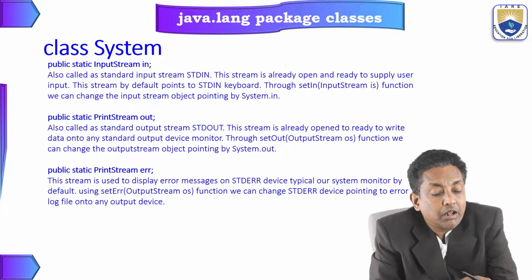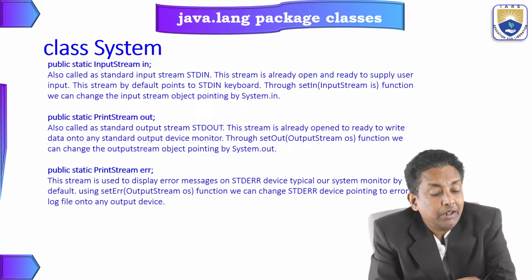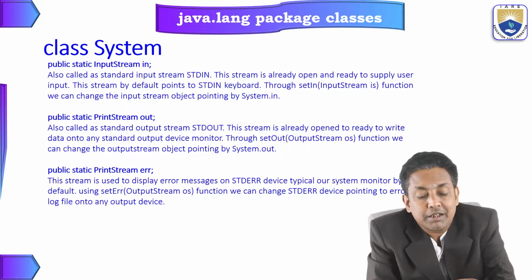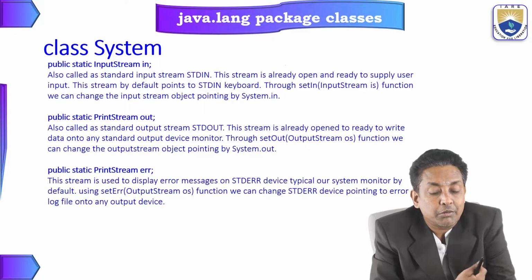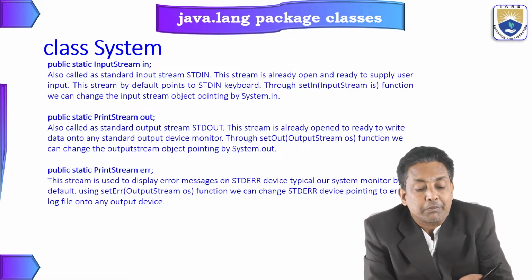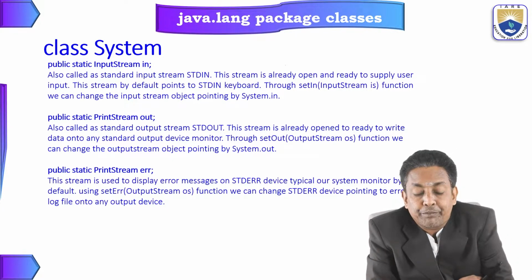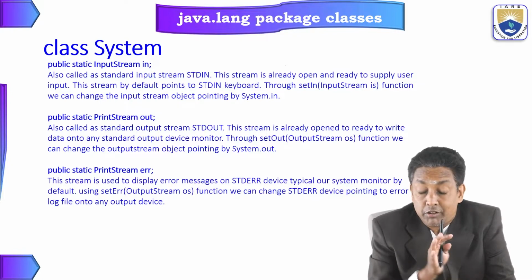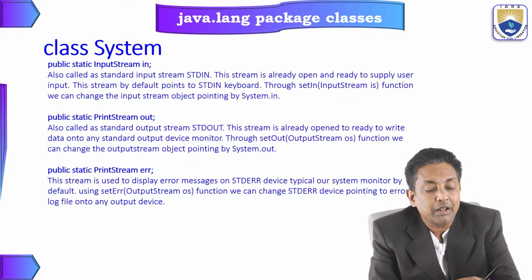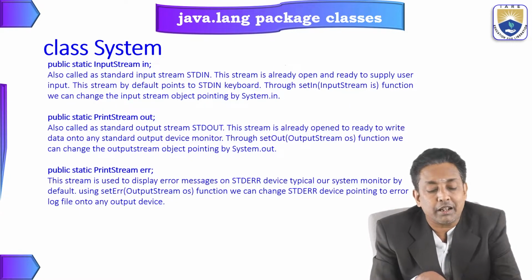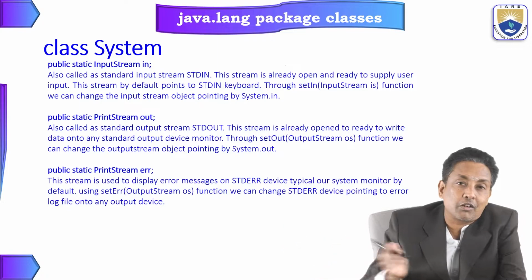So public static InputStream in, also called the standard input stream (STDIN). The stream is already open and ready to supply user input, and through a keyboard we can read. So the stream by default points to standard input, the keyboard. By default, System.in points to the keyboard. By default, System.out and System.err point to standard output, nothing but the monitor.